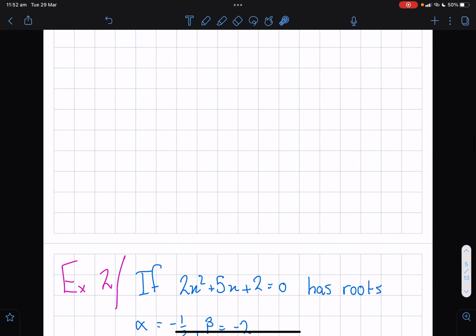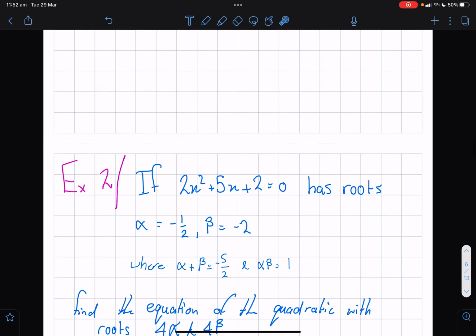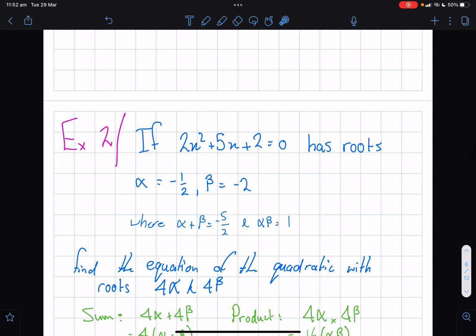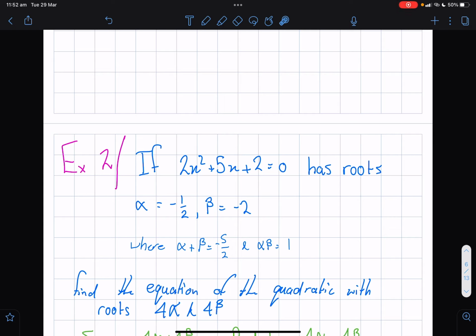The next kind of question you'll see is finding an equation with the roots of the existing equation slightly altered. So if we have 2x squared plus 5x plus 2 equals 0 as our quadratic, that has roots alpha is negative 1/2 and beta equals negative 2. I've just gone ahead and calculated the sum and the product there. A question will probably ask you to find the equation of a quadratic with the same roots but that are slightly different. So in this case, our new roots are 4 alpha and 4 beta.